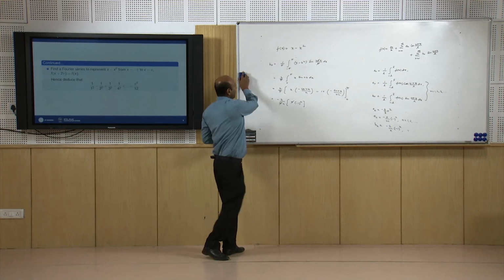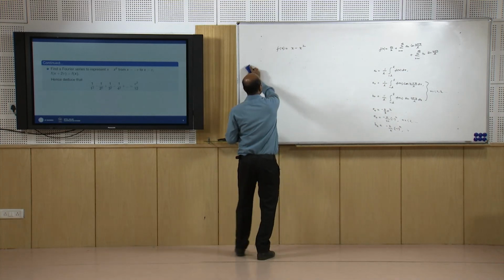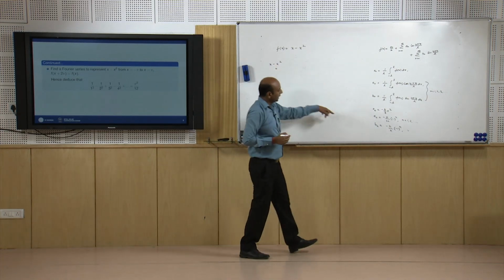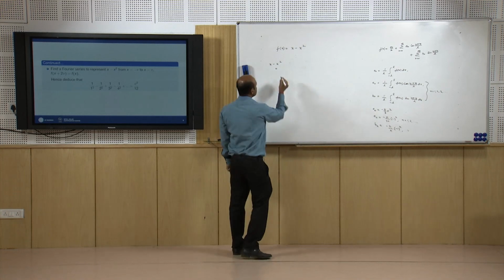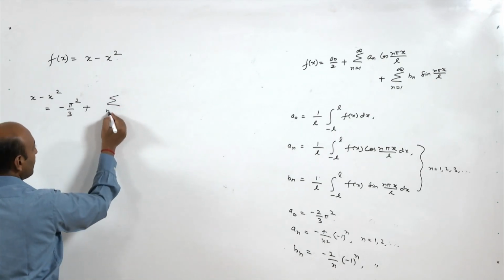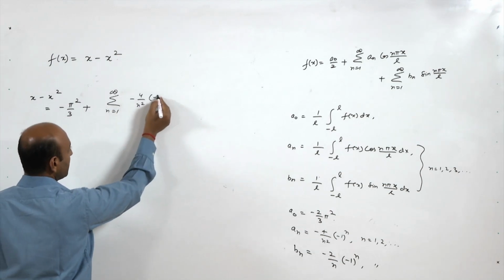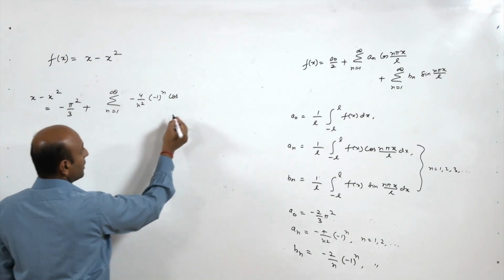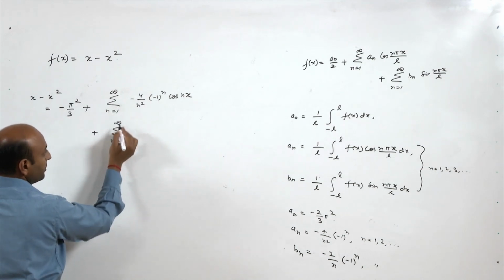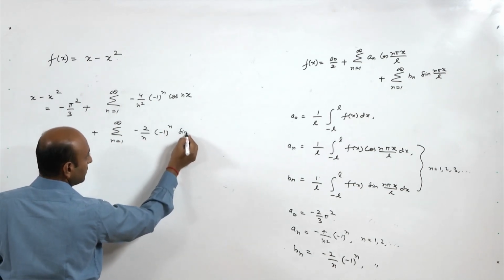Okay. Now, what is the Fourier series representation of this function? What is the function? x minus x square. So, f(x) will be equal to a naught by 2, where a naught by 2 is minus pi square upon 3, plus summation n from 1 to infinity of an, which is minus 4 by n square times minus 1 to the power n, cos nx, plus summation n from 1 to infinity of bn, which is minus 2 by n times minus 1 to the power n, sin nx.